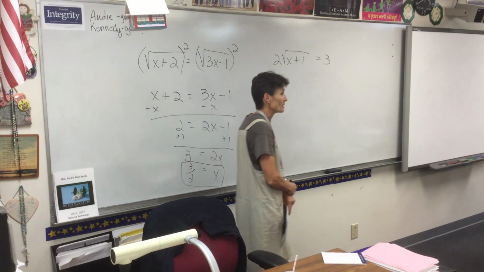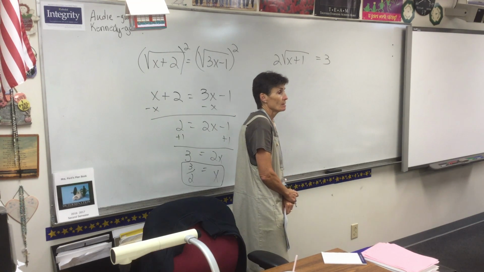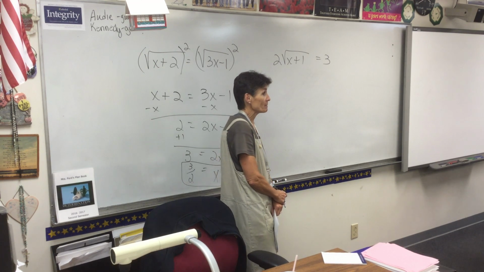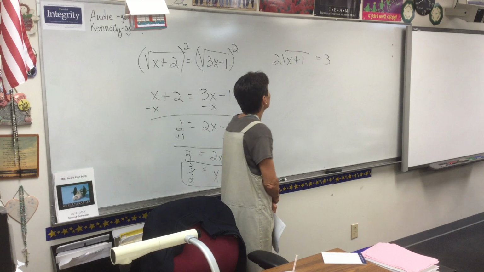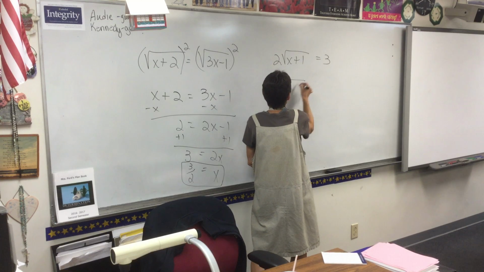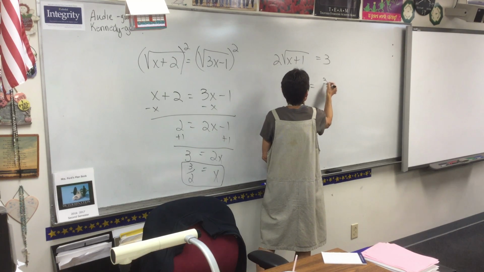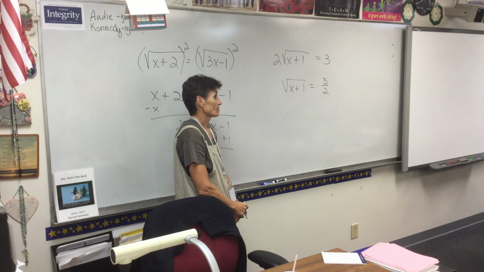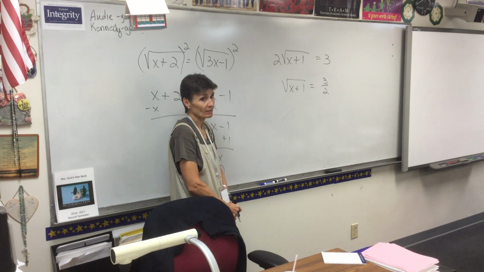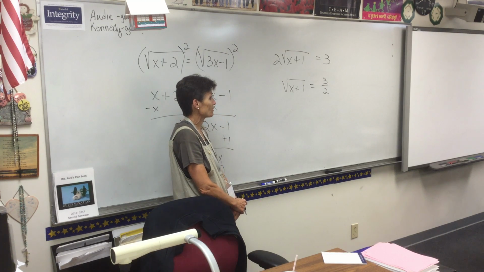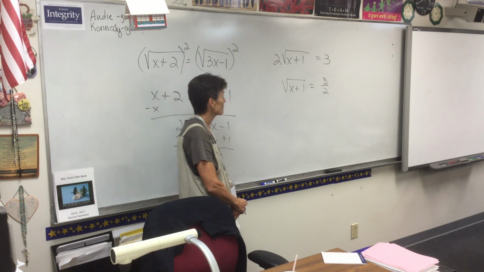Now, can we do the same thing with this problem? Yes, we can, but we have to be careful. Personally, I like to go ahead and divide by 2 first. So I have this. Divide both sides by 2, so my radical is by itself. Your teacher last year may have called that isolating the radical. We're going to isolate the radical, get the radical by itself.